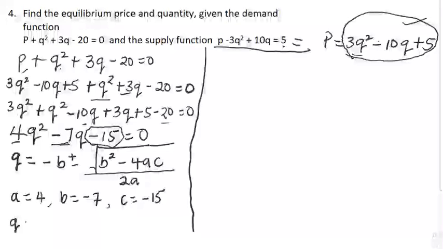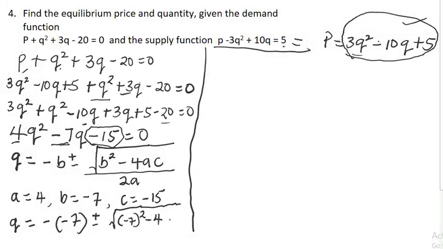Q equals minus, now what is b? B is minus 7, plus or minus the square root of b squared. What is b? Minus 7. Minus 7 squared minus 4. What is a? A is 4. What is c? C is minus 15. So you divide this by 2 times a, which is 4.